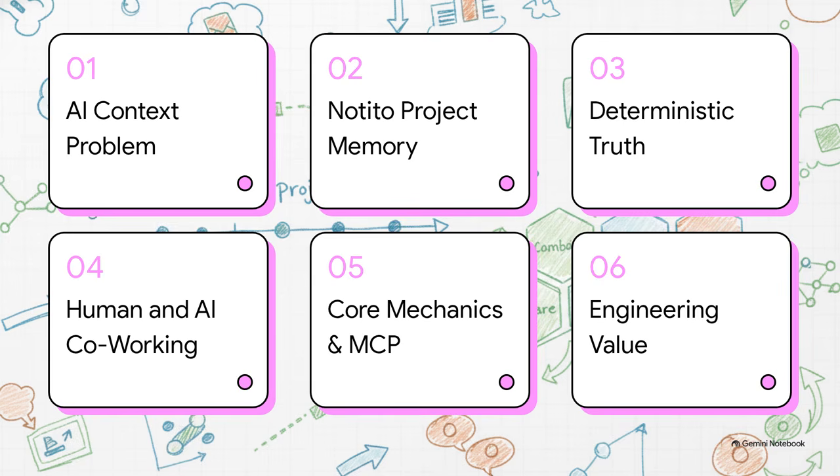To understand how we actually get there, we're going to walk through this explainer almost like we're doing a technical RFC review. We'll hit 1, the AI context problem, 2, introducing Notito project memory, 3, the architecture of deterministic truth, 4, human and AI co-working, 5, core mechanics and MCP, and finally, 6, the actual engineering and business value.